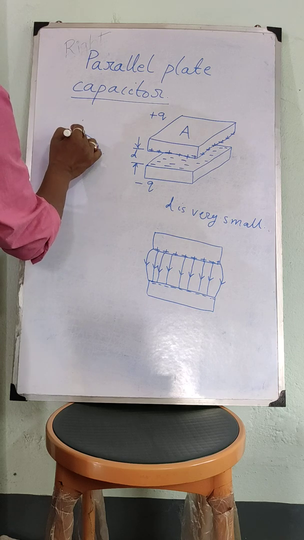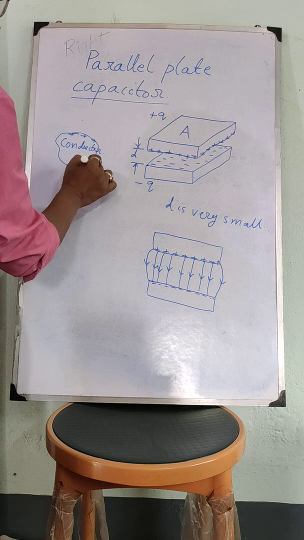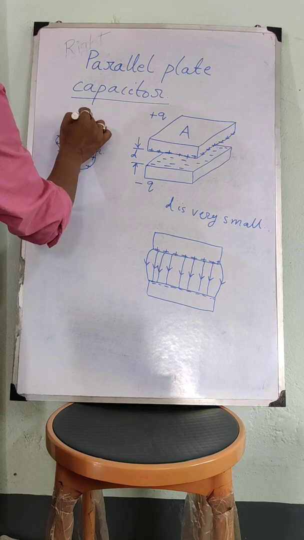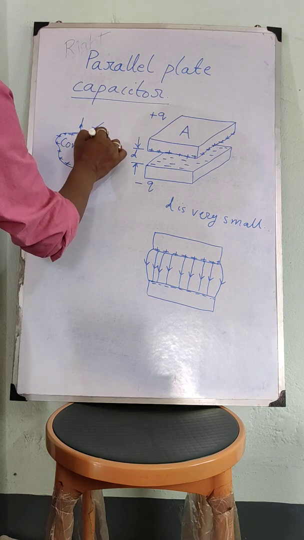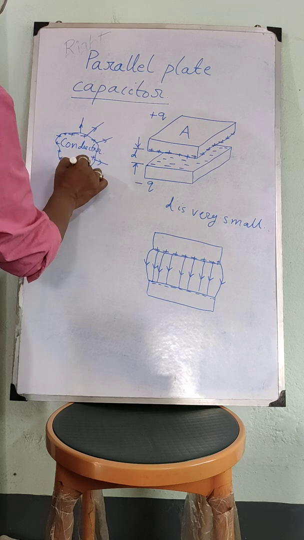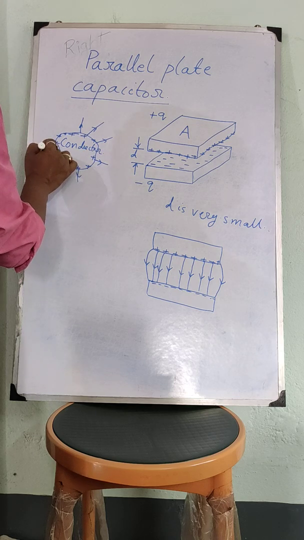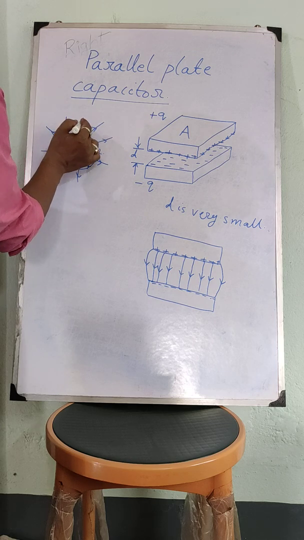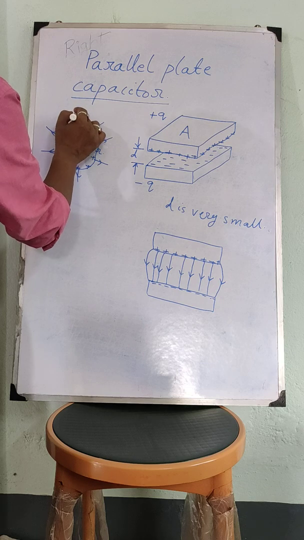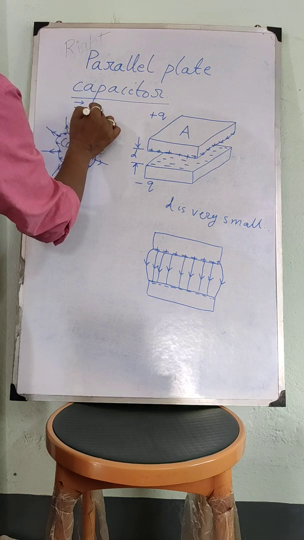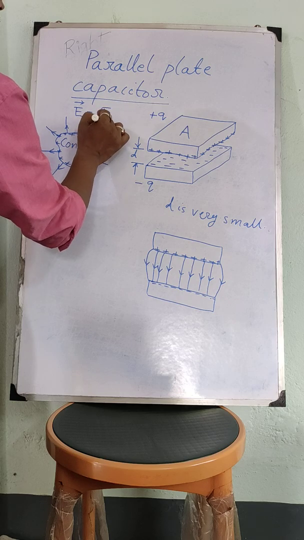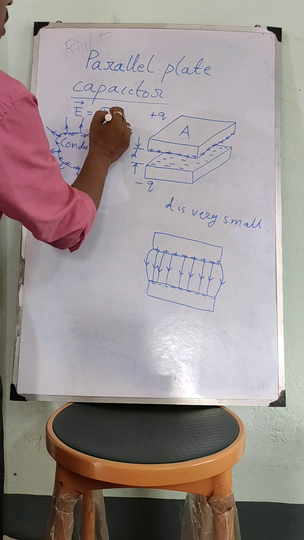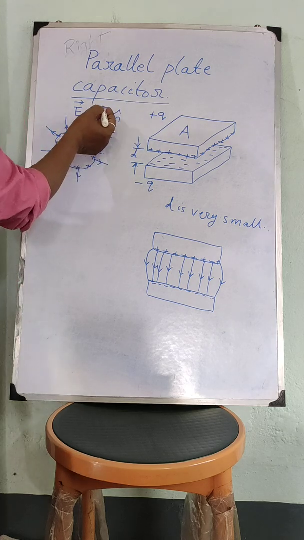Now if I have positive charges here on the conductor, now what happens? Electric lines of force are outgoing lines of force. Now the electric field just outside the conductor, E, is given by sigma by epsilon 0 into n cap. What is sigma?